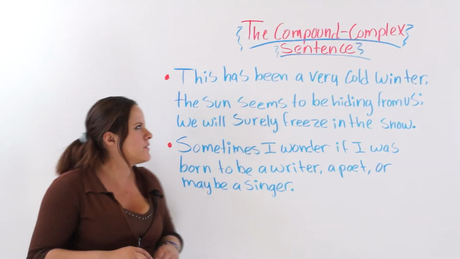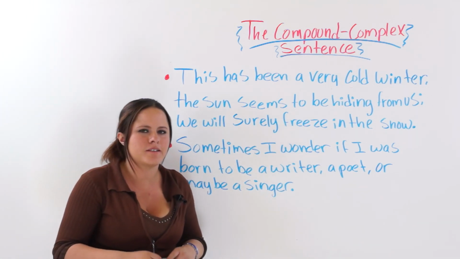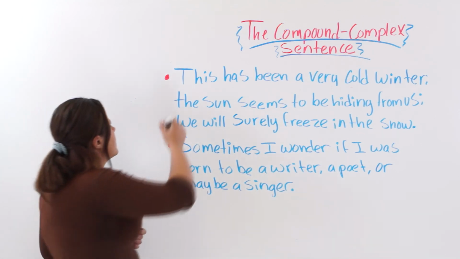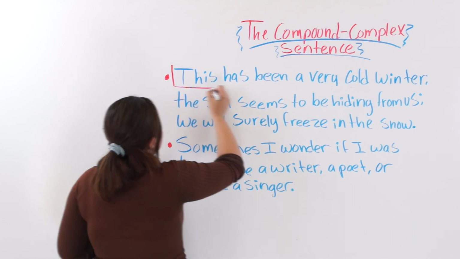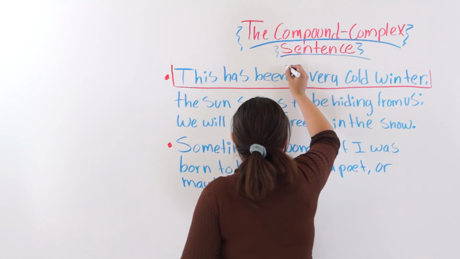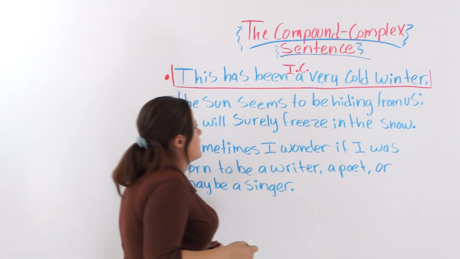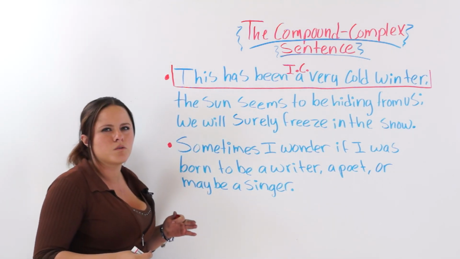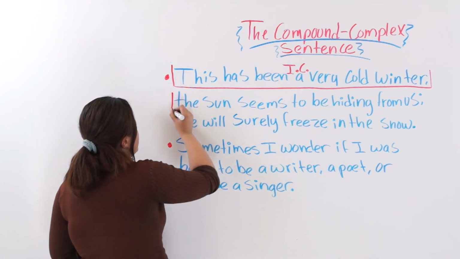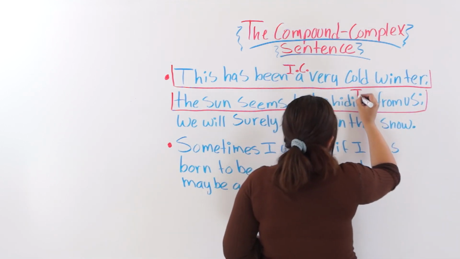Now, you are going to help me figure out which of these two sentences is a compound complex sentence. The first one says, this has been a very cold winter. We have an independent clause. This itself could be a sentence. The sun seems to be hiding from us is our second independent clause.